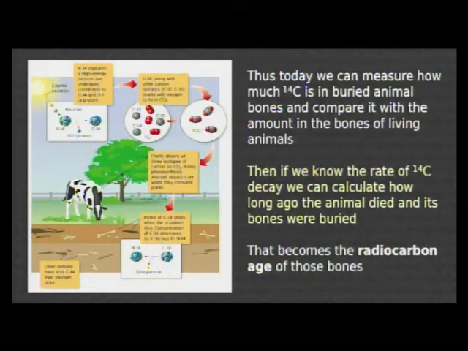Say we find some dead animals. We want to know how long ago they died. Well, we can compare the amount of radiocarbon in the dead animal's bones with that in living animals' bones. If we know the rate at which the radiocarbon decreases, then we can figure out how long ago the animal died and was buried. And that is how you obtain a radiocarbon age. Not that difficult to understand.